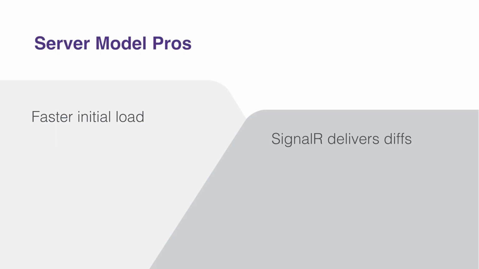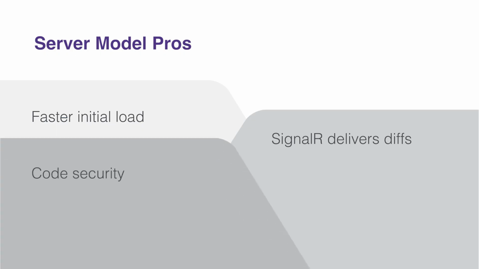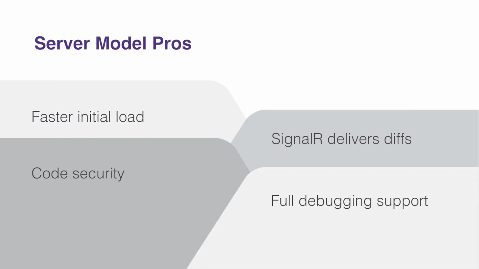Alright, let's dig a little bit deeper into each model's pros and cons. First, server-side hosting. The initial load time is faster since the entire application front-end code doesn't need to be downloaded to the browser. There's also better code security as the app code remains on the server. For this model, there's full debugging support through Visual Studio, and you can use any .NET Core library, even those that are not compatible with WebAssembly because, well, they run on the server.